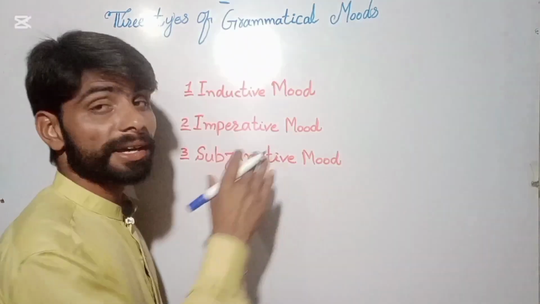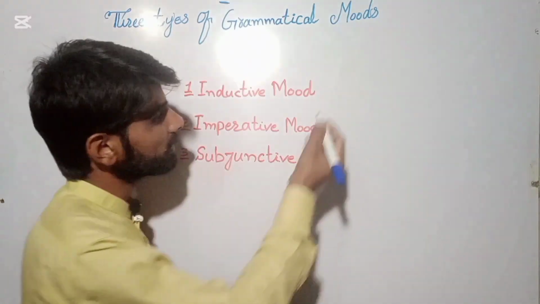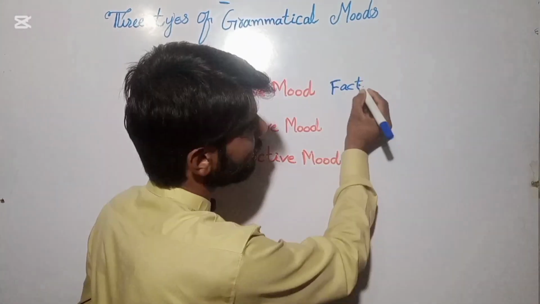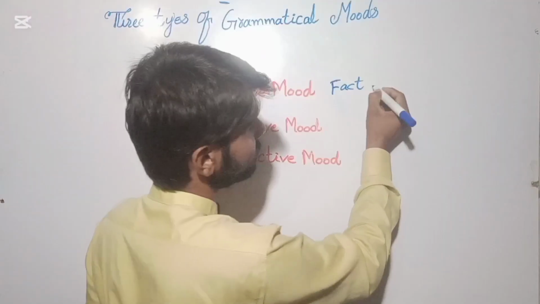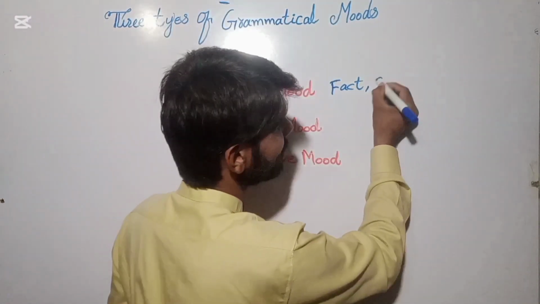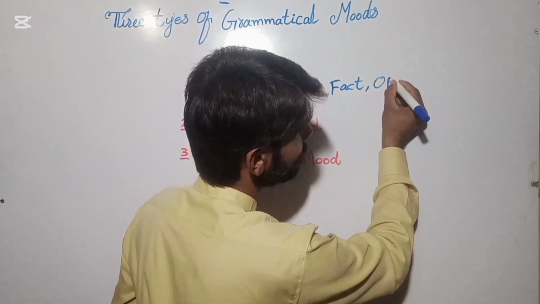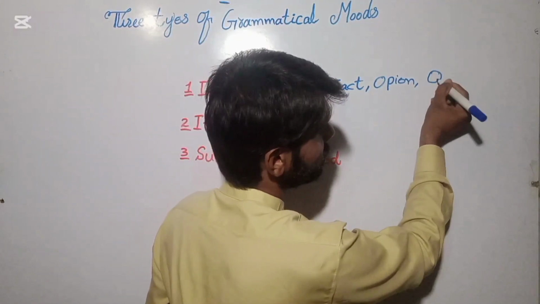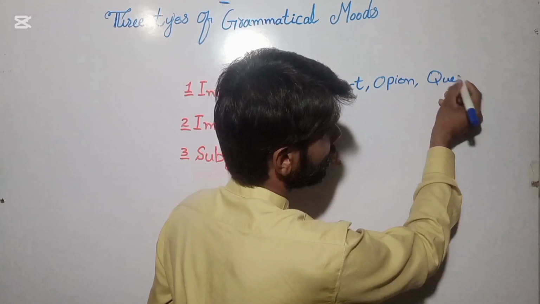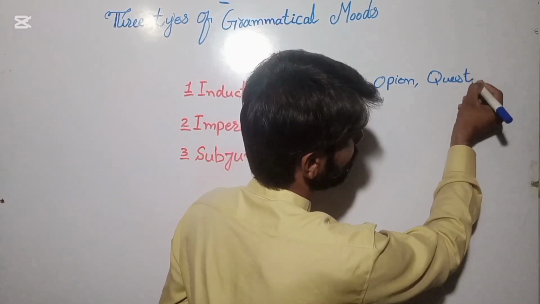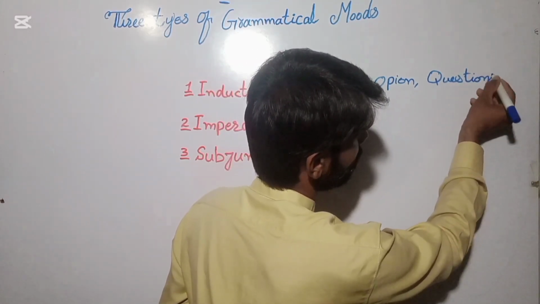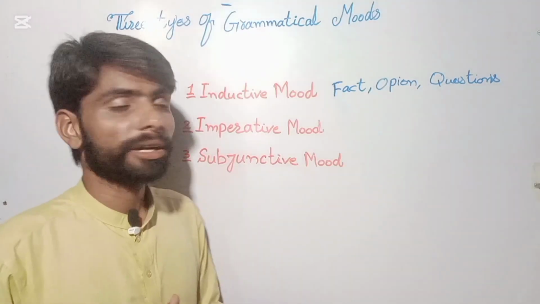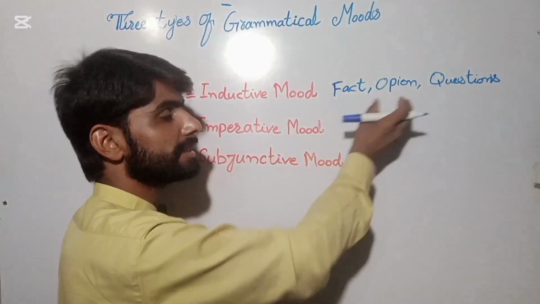So the sentences in the indicative mood are about fact, opinion, and questions. So indicative moods are sentences in which we are talking about a fact.